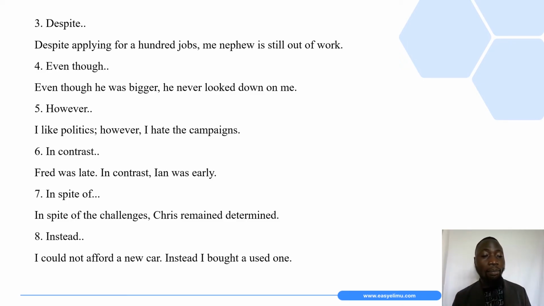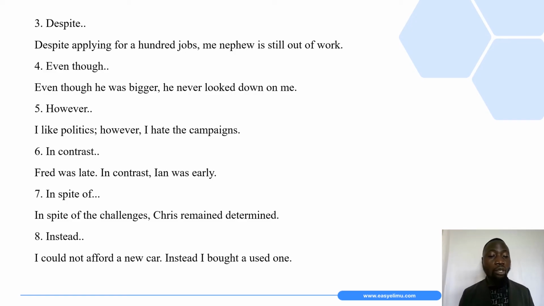Another example of a phrase that can also be used to express contrast is in spite of. The example in a sentence is: In spite of the challenges, Chris remained determined.